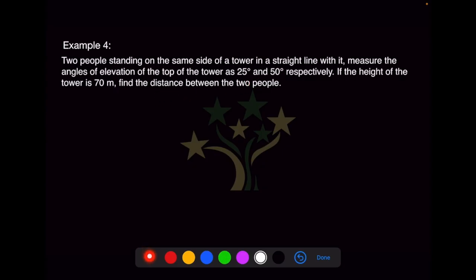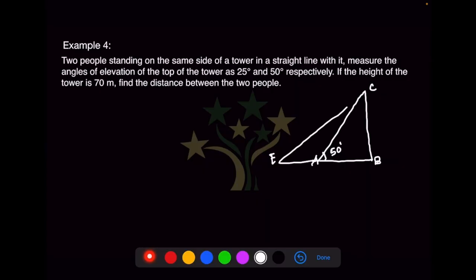So let's proceed. We have a tower BC and two people are standing. Let one person be A and another person be E. So they are standing at the base of the tower. With A, the angle of elevation is 50 degrees. And what is the angle of elevation with respect to E? 25 degrees. The height of the tower is given as 70 meters. We have to find distance AE. What is AE? We first find BE, then AB, and then subtract the both.